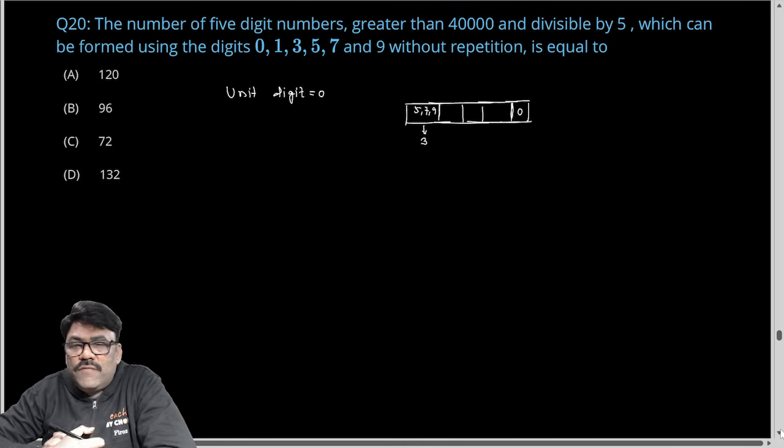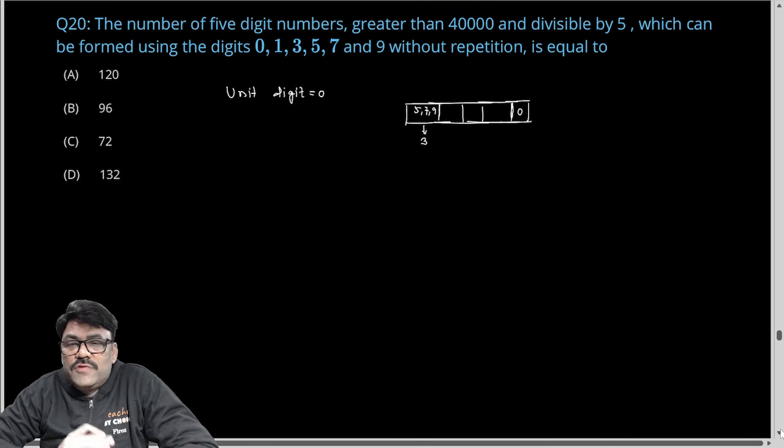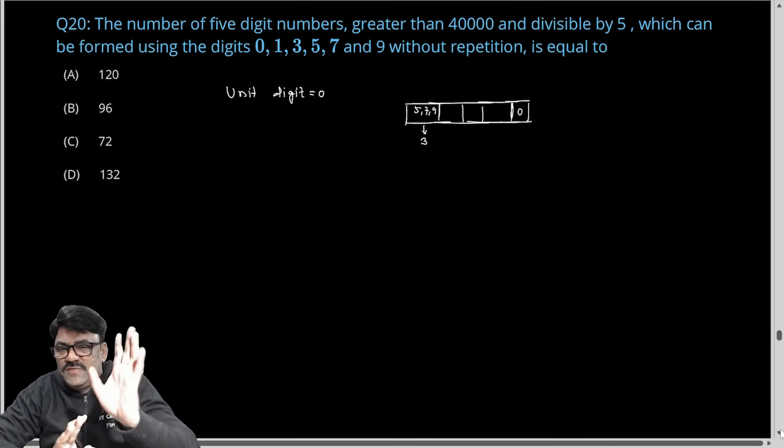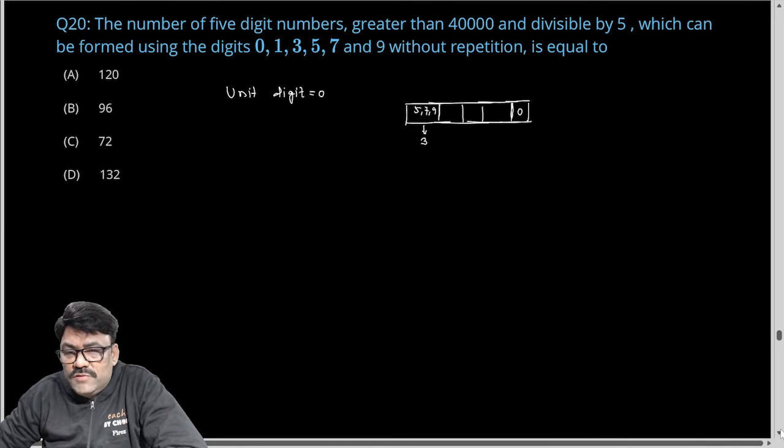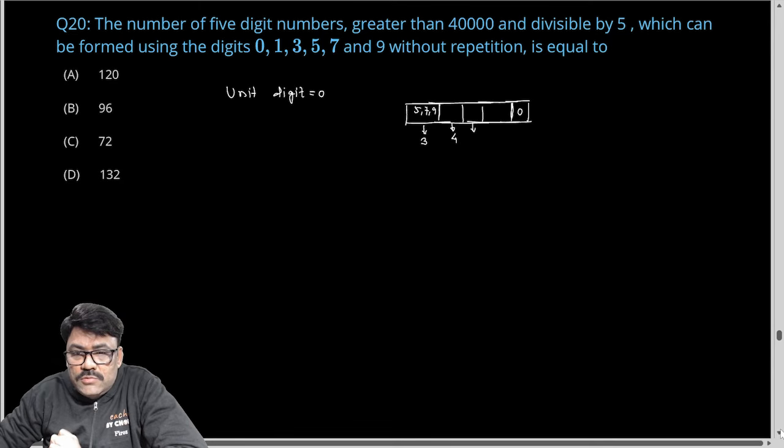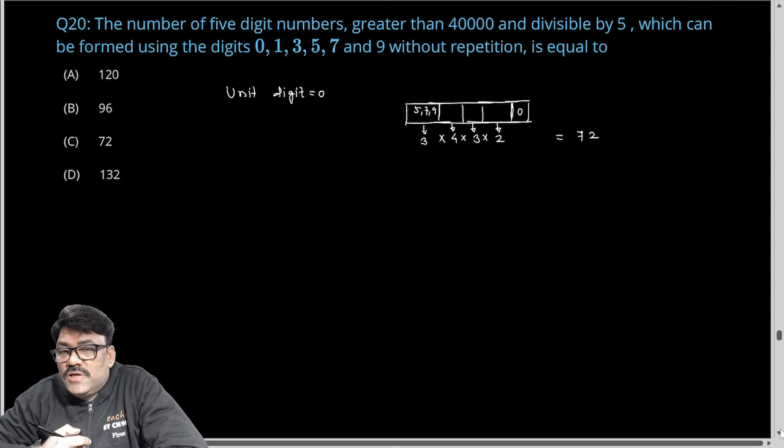I'm left with 4 digits. See, out of 6 digits, 2 digits are already used, 0 is used, and 1 digit is already used at the leftmost position. So I'm left with 4 digits. So here I have 4 options since repetition is not allowed, then 3 options, 2 options. So hence, how many numbers can you form here? 72 numbers, when the unit digit is 0.